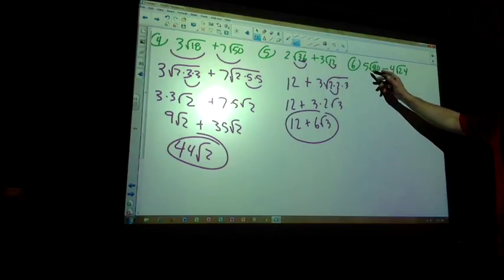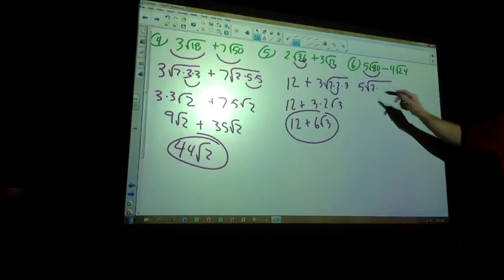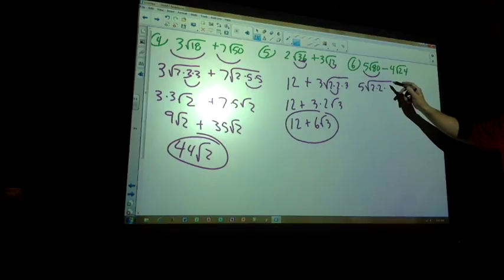All right, well, let's try this one. So 80 is going to break down to 2 times 40, right? Yeah. 40 breaks down to 2 times 20. 20 breaks down to 2 times 10. 10 breaks down to 2 times 5.